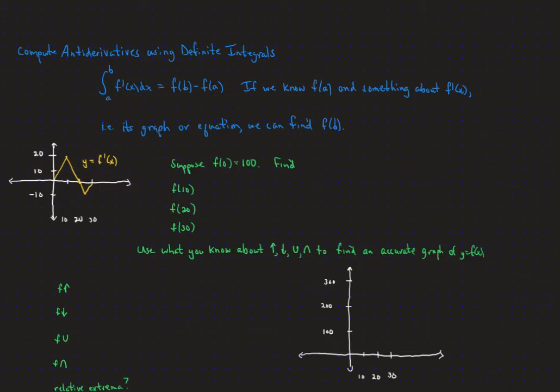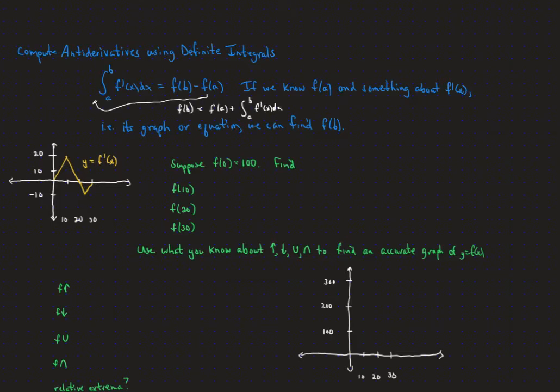Using that idea we just talked about in velocity, we can generalize that beyond just velocity to any kind of function. Since the integral from a to b of f prime of x is f of b minus f of a, if we know f of a and something about f prime of x, like we know its graph or its equation, we can find f of b. Again, we're going to add this to the other side. f of b is going to be f of a plus the integral from a to b of that f prime of x.